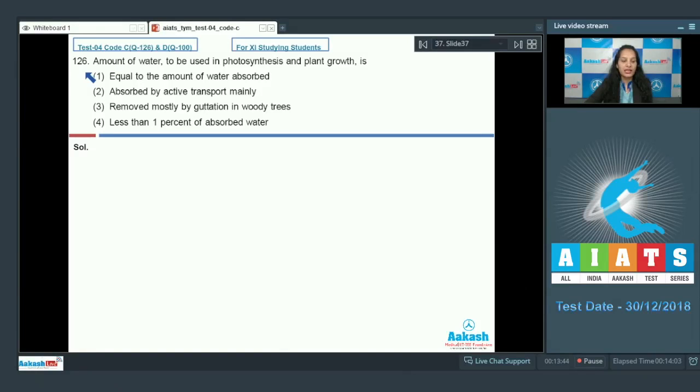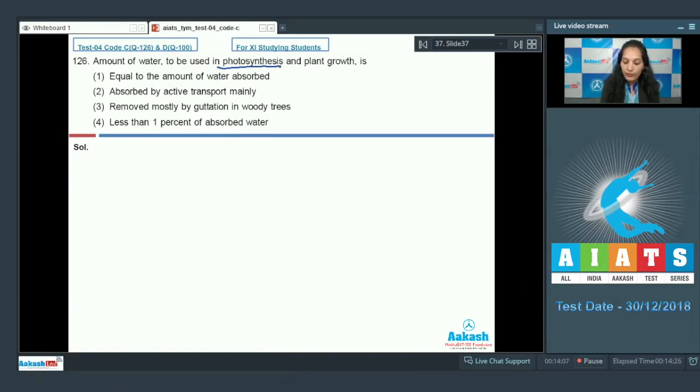Question number 126. The amount of water to be used in photosynthesis and plant growth is: first, equal to the amount of water absorbed; second, absorbed by active transport mainly; third, removed mostly by guttation in woody trees; fourth, less than 1% of absorbed water. See first option, equal to the amount of water absorbed.